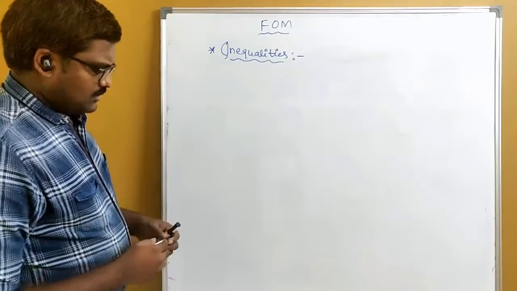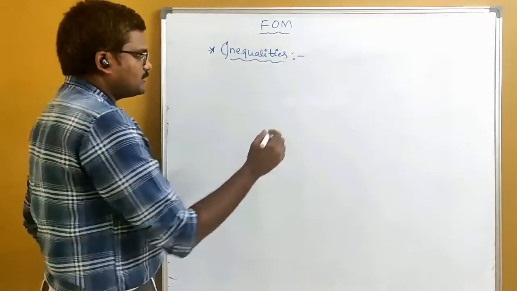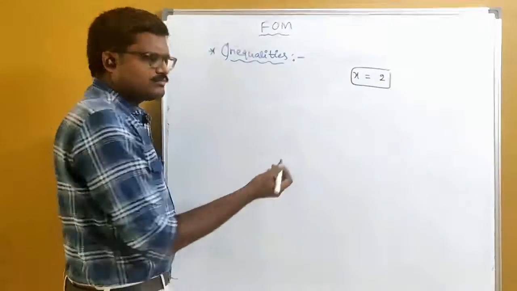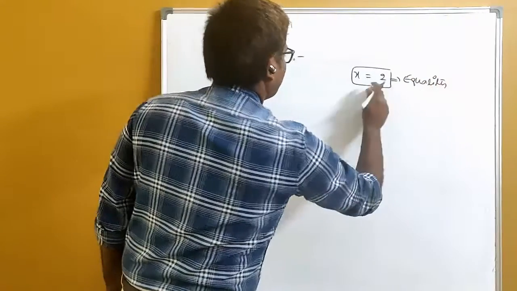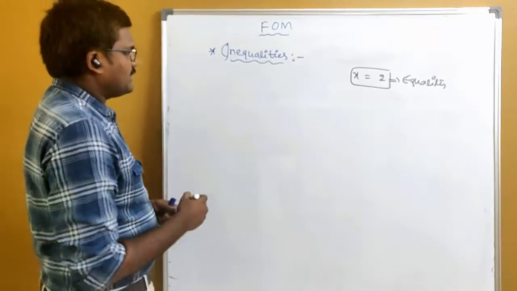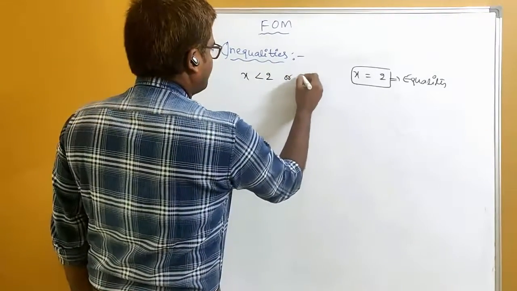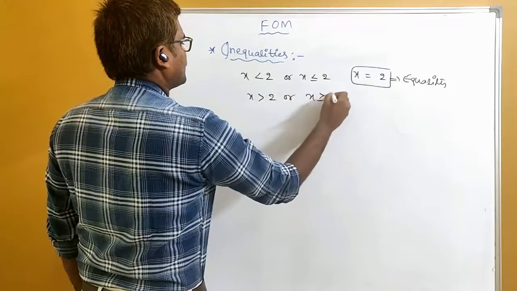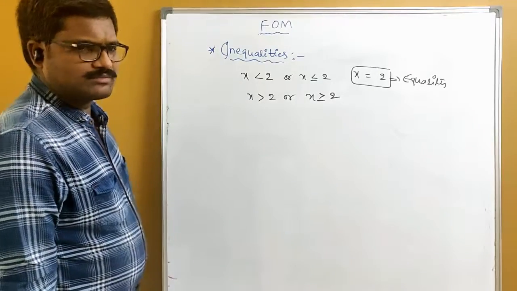Inequalities. So you already know about an equality. If I write x equal to 2, some variable x equal to 2, this is a simple equality where the value of x takes the value 2, isn't it? So what is the meaning of inequality? Maybe if I write x less than 2, or x less than or equal to 2, or x greater than 2, or x greater than or equal to 2. These are all called inequalities.